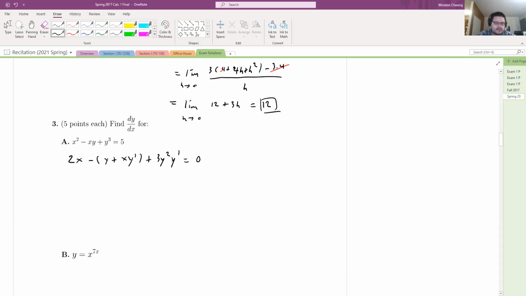Next, we need to solve for y prime. So I'll group everything with the y prime on one side and everything without it onto the other side. This is going to give me a 3y squared minus x on one side, and then I will subtract over the negative y, so it becomes positive, and then the 2x becomes a minus 2x. Lastly, I'm going to divide to isolate the y prime. And as you know, y prime is just dy/dx expressed differently. So there we have it.